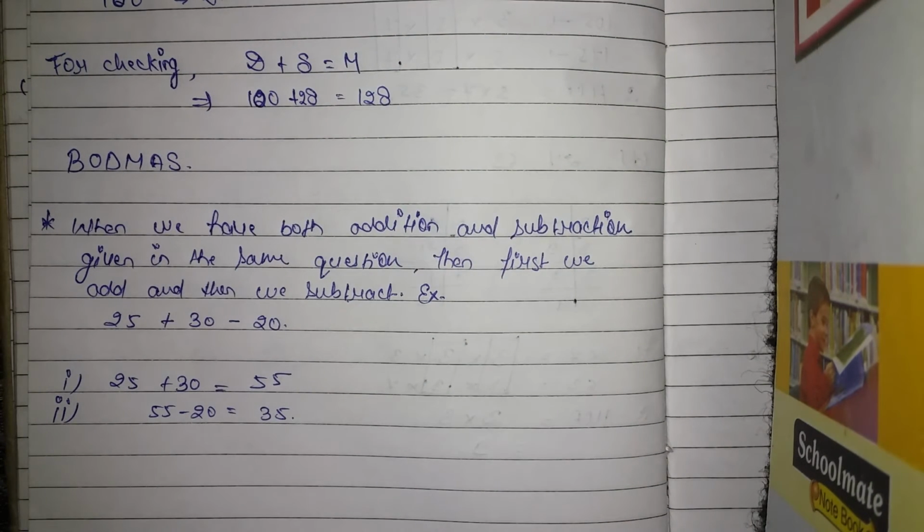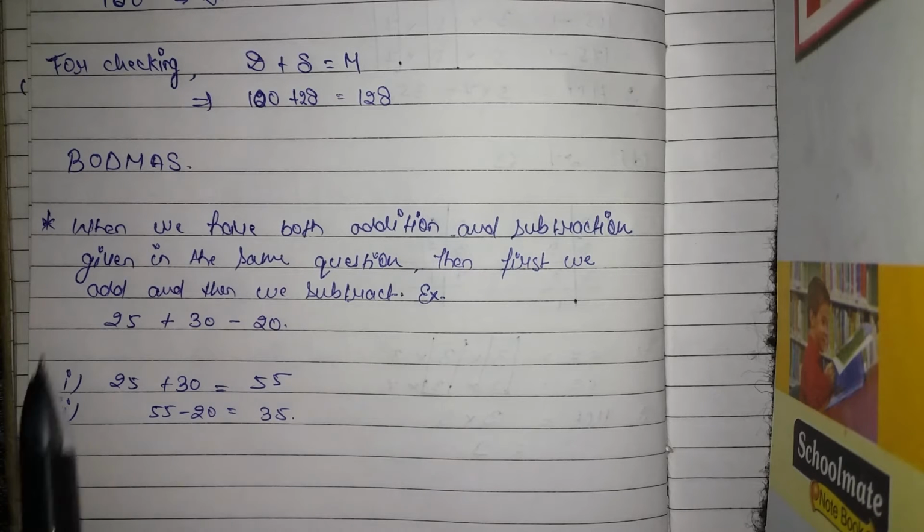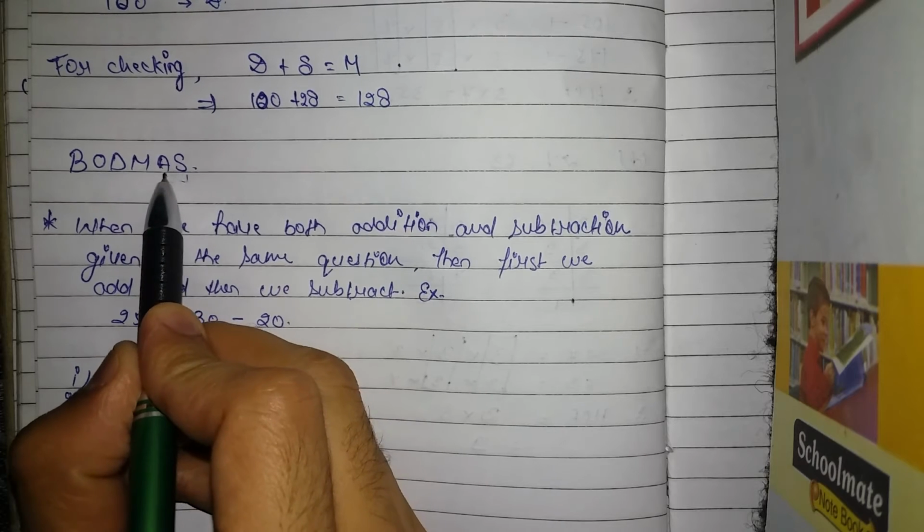Moving ahead, we have the concept of BODMAS. BODMAS is simply a means which tells you which operation you have to do first, because as you go to higher classes, there will be a number of operations. When I'm saying operations, it means addition, subtraction, multiplication, division. So in higher classes you will get all these operations in a single question. However, at present we are going to deal with the last two only.